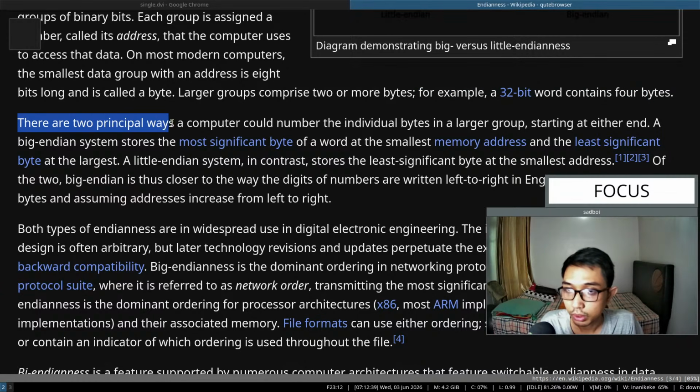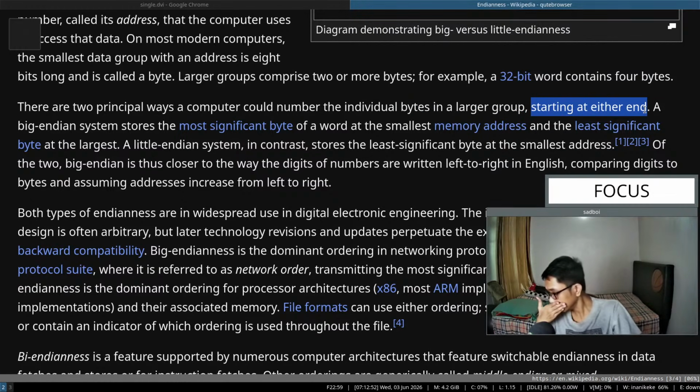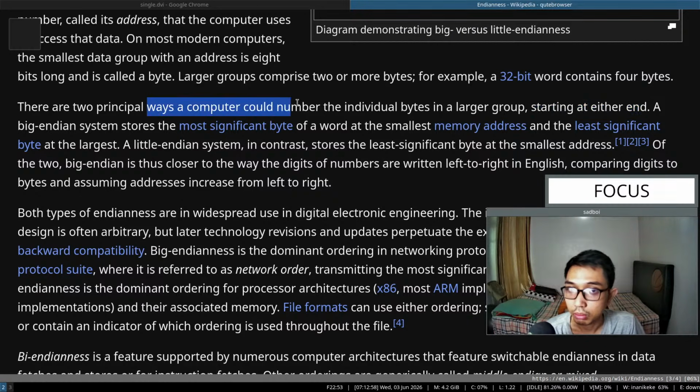There are two principal ways a computer could number the individual bytes in a larger group, starting at either end.